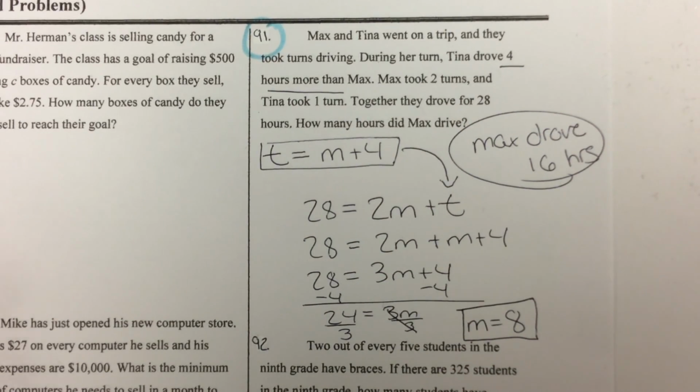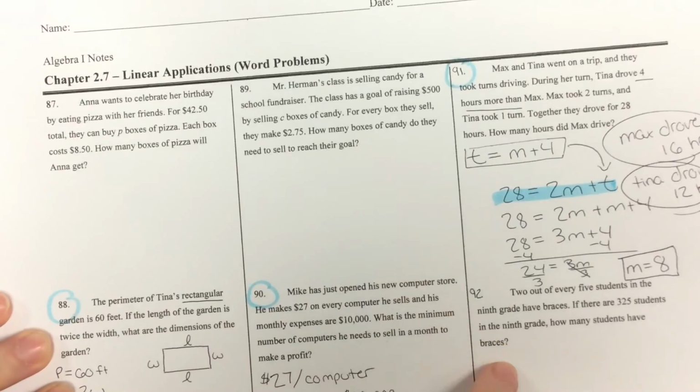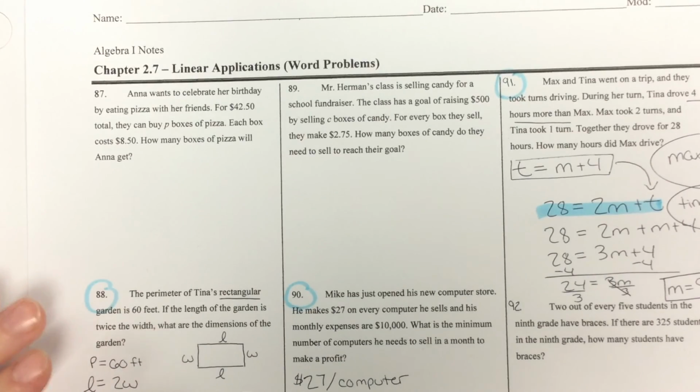Okay. All right, the other three problems are yours to finish. You've got 87, 89, and 92 down here. Give them a try, and when you come to class on Monday, we will go over these and practice with some more word problems so that you're ready for your test.